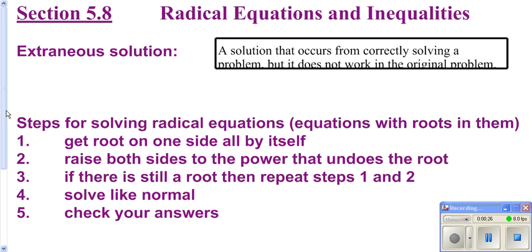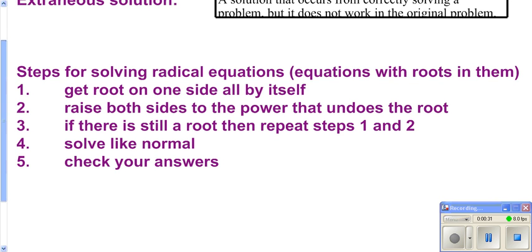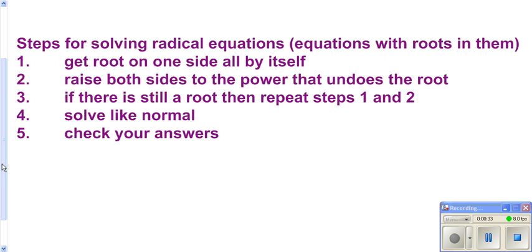In solving radical equations and inequalities, you basically want to get the root by itself. Then you want to raise both sides to a power to undo that root. If there still happens to be another root there, then you go back and repeat the first two steps. And then once the roots are gone, you just solve it like a normal problem, but you need to make sure you check your answers, because it's very, very common in solving radical equations that you end up getting answers that don't work in your original problem, extraneous solutions.